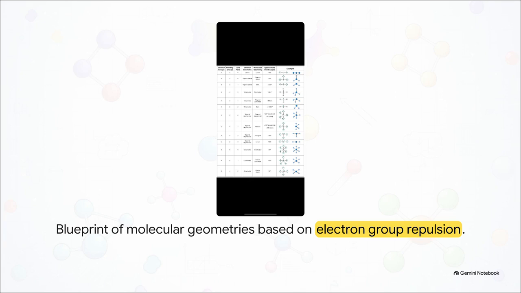Take a look at this. This master table right here is basically your ultimate architectural blueprint. This single grid holds the key to predicting the three-dimensional shape of almost any molecule you'll ever encounter. By simply counting the electron groups, the bonding groups, and the lone pairs, which you can see laid out in those first three columns, you can accurately map out the invisible forces that shape our physical world. We're going to be referring back to this map throughout our entire journey today.